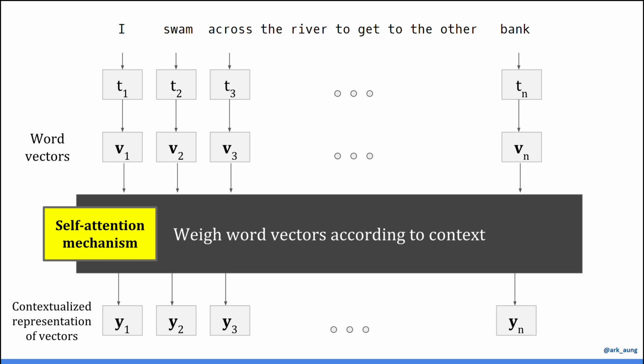So if your word bank is just extracted as a word vector, it may be closer to financial institutions and things related to money. But after you have added other context in the sentence, your contextualized representation of this vector might be closer to water bodies like rivers and canals. And this is what the self-attention mechanism is actually doing. So let's go step by step.